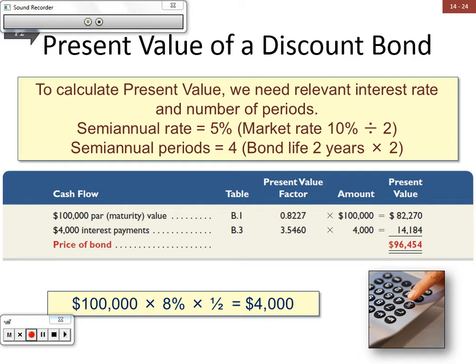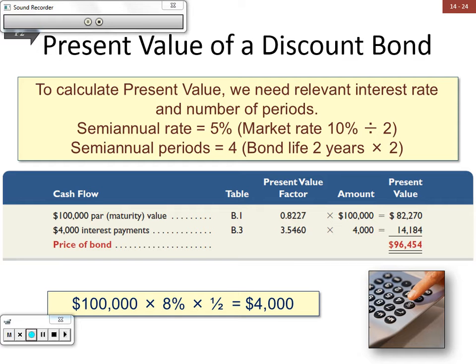When you go to B1 in the back of your book, how many periods are we going to go down? 4. And when you go down 4 periods, you're going to go over to what rate? 5%. And when you go over to 5%, what rate do you get? 0.8227. You're going to take that 0.8227 and multiply that by the principal value of 100,000 to get the present value of that bond. Everybody clear so far? Okay.